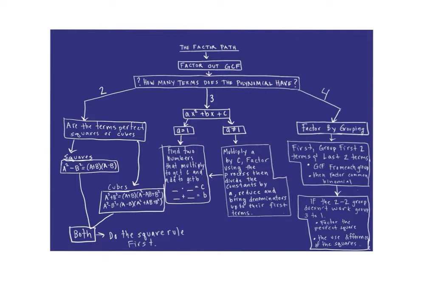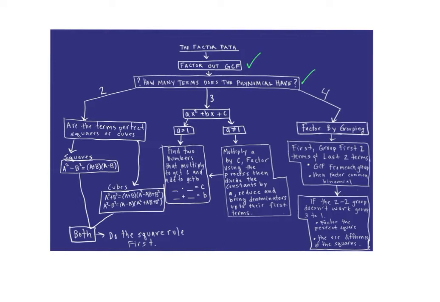Okay. Then, after you factor out the greatest common factor, you need to ask yourself a question. How many terms does the polynomial have? All right, so we factored out the greatest common factor. Then we're going to ask ourselves, how many terms does the polynomial have? Sometimes there will be 2, sometimes there will be 3, and sometimes there will be 4. And depending on the number of terms our polynomial has, that tells us what method we're going to go from there. So if we have 2 terms in our polynomial, we need to ask ourselves another question.